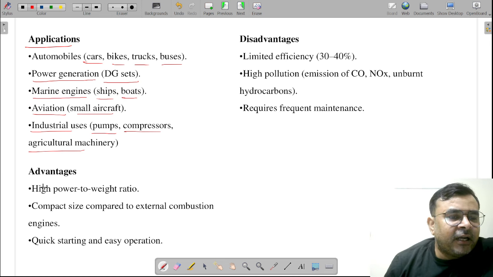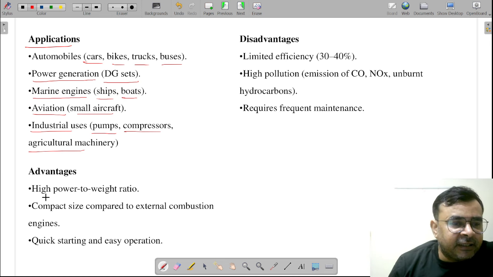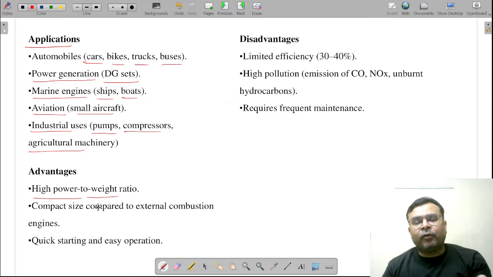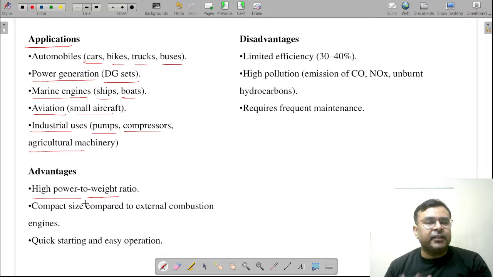Now, if I talk about the advantages, then of course its size is small and it produces high power, and its power to weight ratio is also very high. Power to weight ratio means power per kilowatt. The size of the IC engine is very small, and that's why the power to weight ratio is very high. Due to the compact size, when it is used in a vehicle, the vehicle weight is also reduced, and hence it gives more fuel economy. Lighter the weight of the engine, better will be the fuel economy. Remember this point.